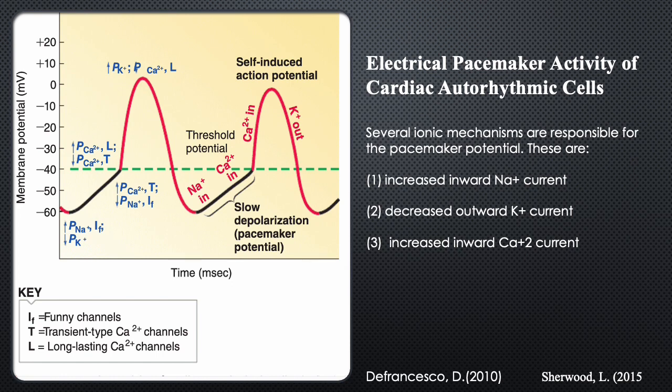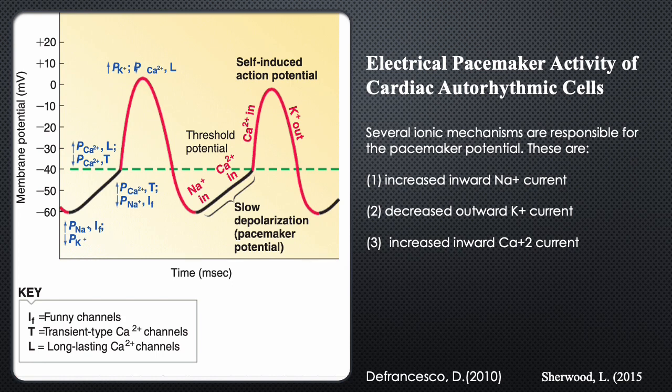In this slide, I'm going to talk about the pacemaker activity of cardiac autorhythmic cells. As we know, there are two specialized types of cardiac muscle cells. The contractile cells, which are 99% of the cardiac muscle cells, do the mechanical work of pumping and contractions, while the other autorhythmic cells, which are small in number, do not contract but instead are specialized for initiating and conducting the action potential responsible for the contraction of the working cells.